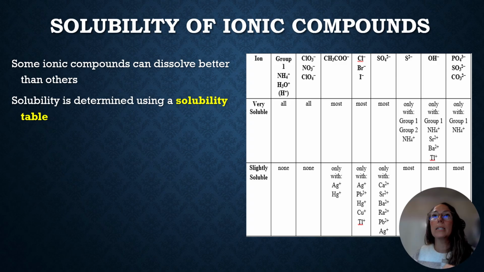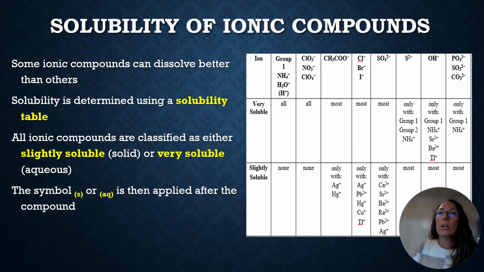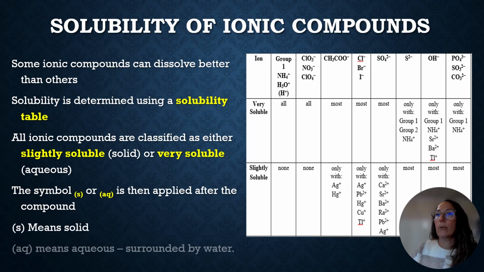This is called a solubility table and it's only for ionic compounds. If you notice, the title even says ionic compounds. So it's going to tell you whether it's very soluble or only slightly soluble. Slightly soluble means that most of it stays as a solid, so we're going to give it the state S. Very soluble means that it breaks up into the individual ions, and the ions are surrounded by water, therefore they are aqueous, AQ, for aqua, for aqueous. Okay, so the symbol S or AQ.